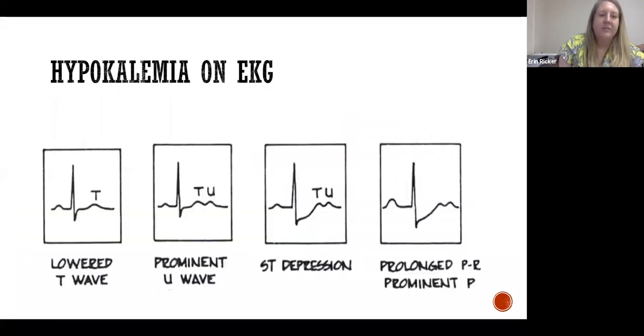What we might see because of this low potassium on our EKG as we're treating, or even at presentation in some patients, initially with lower Ks, you can have a flattened T wave. Eventually, it can lead to the development of this U wave, which you can see on this EKG. As our potassium levels become even lower, you'll see some ST depression and eventually a prolonged PR interval with a prominent P wave. And again, we still have the ST depression and the U wave.